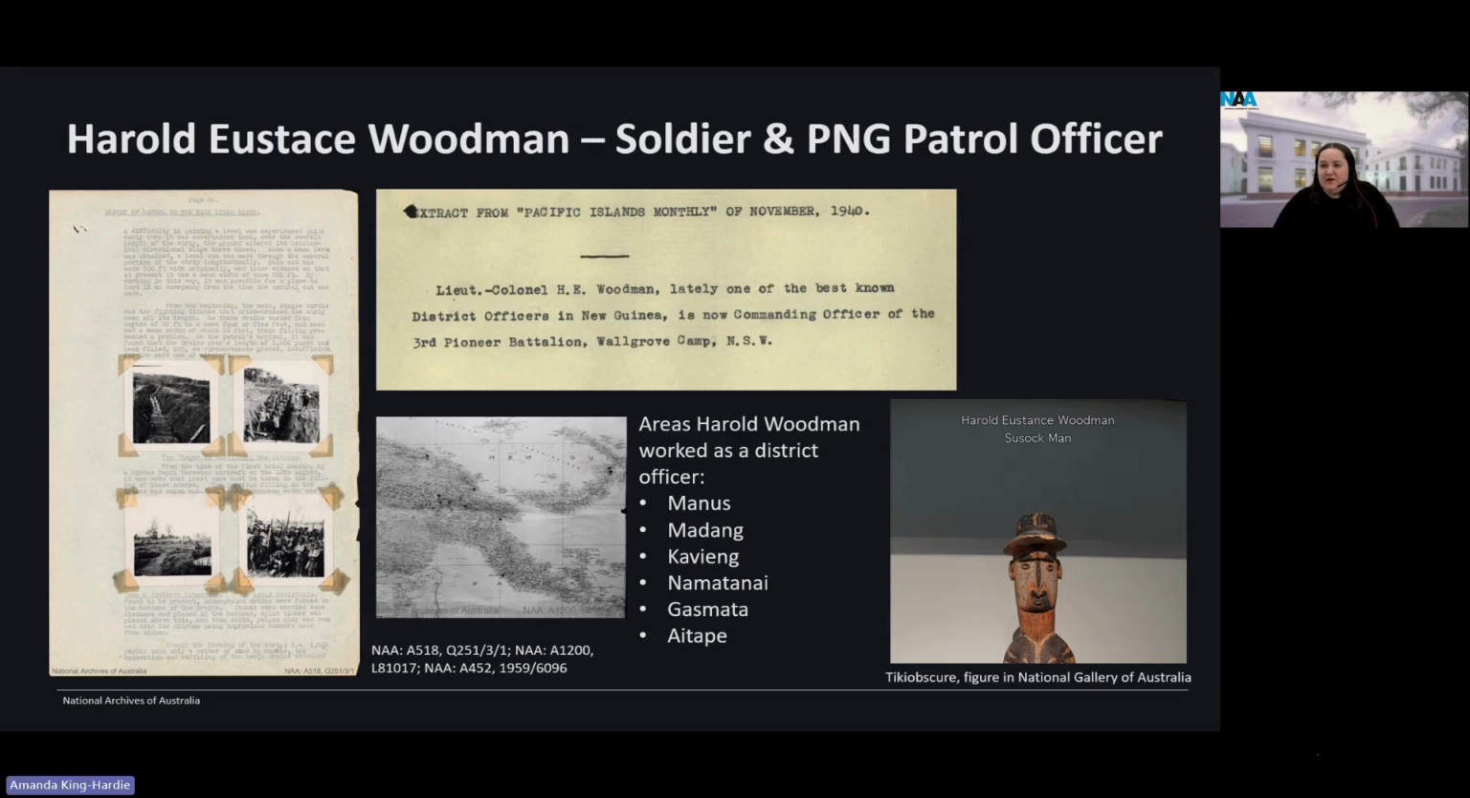Now, many of you may be familiar with the term KIAP, but for those who aren't, it was the term given to Australian district officers and patrol officers. The term derived from the German word, and I'm probably going to butcher this, but I think it's Kapitan, and officers were responsible for administration, security, and basic services in remote areas where they were posted.